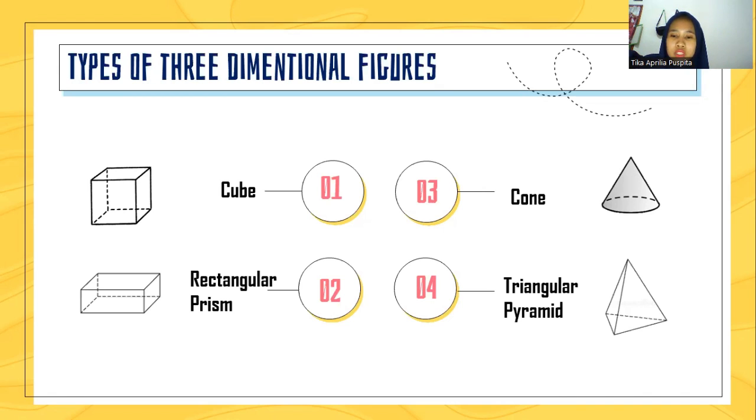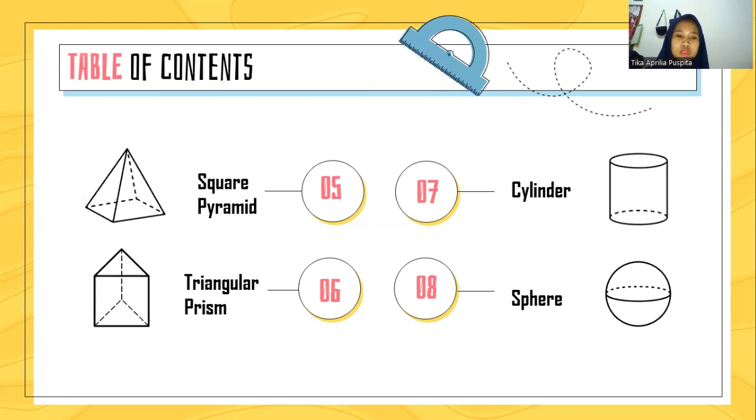The next one is triangular pyramid. A triangular pyramid is a shape that has a triangular base and three triangular faces. It has a vertex common to all three lateral faces of a triangular pyramid. The next one is square pyramid. A square pyramid is a pyramid that has 5 faces, including 4 triangles and 1 square as the base. We can see an example of this form in the pyramid in Egypt.